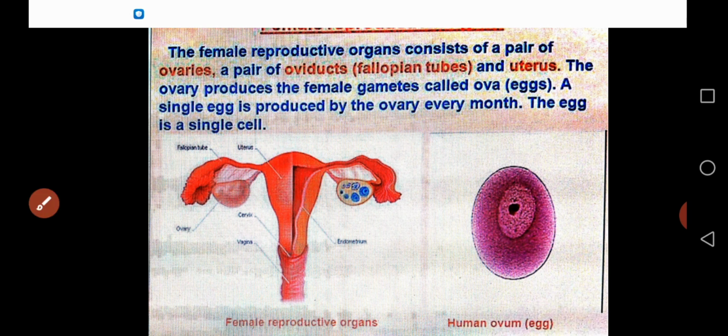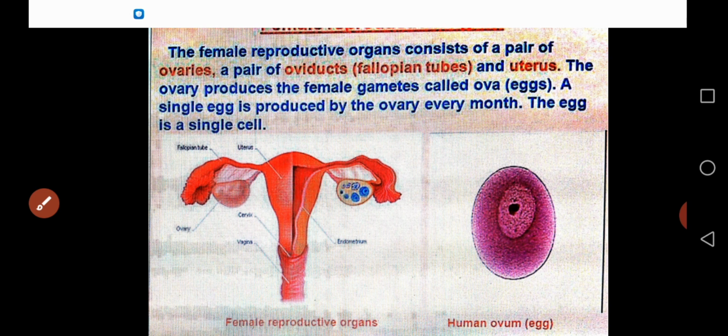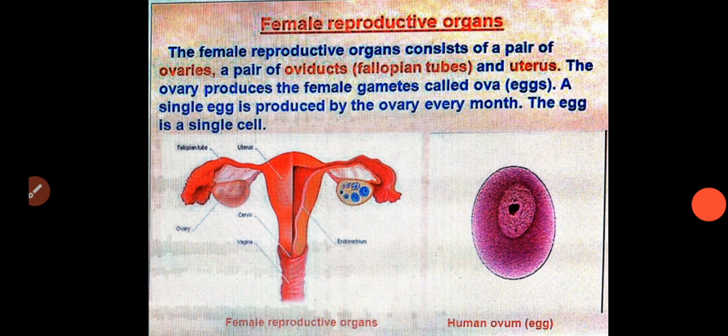The last part of the female reproductive system is the vagina. This part is what we call the vagina. The uterus, the elastic bag-like structure, opens into the vagina, which is also a very important female copulatory organ. So this is about the female reproductive system.